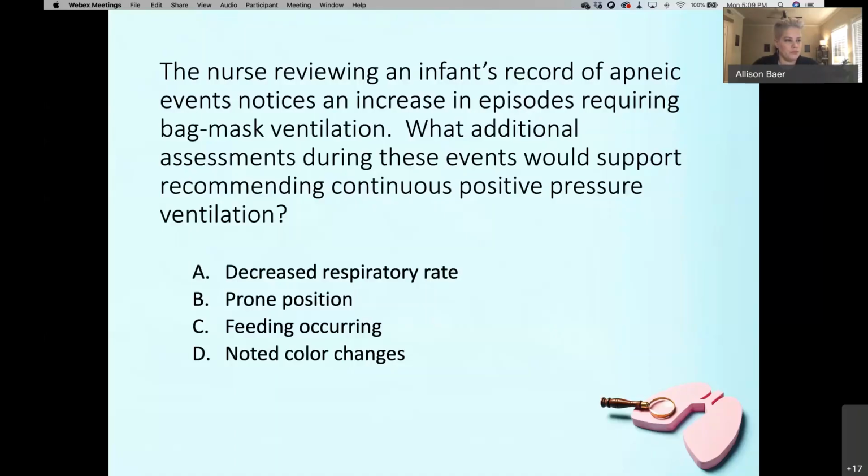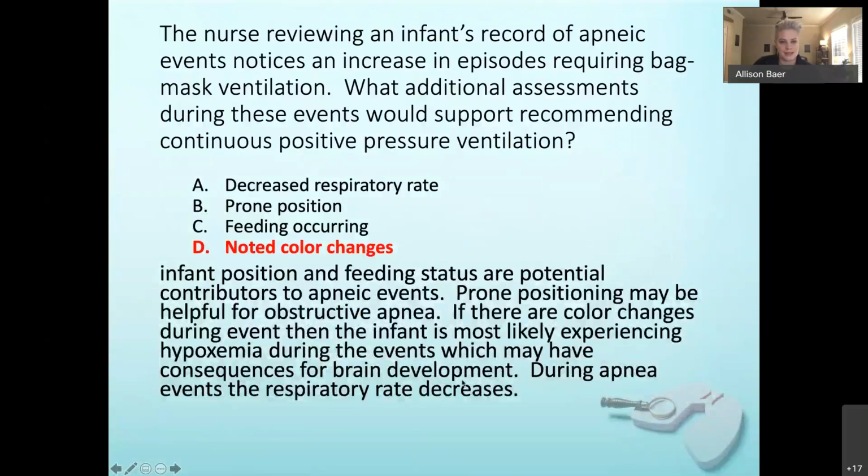Okay. Decreased respiratory rate is not a bad guess because these are apneic events, but that's already happening, right? Because they're going apneic. So it's noted color changes. So if you're actually seeing cyanosis or duskiness along with the apnea events, that's the biggest indicator that the apnea is really affecting their hypoxia, which is going to have impacts on their brain development and everything else. So that's the most concerning thing.